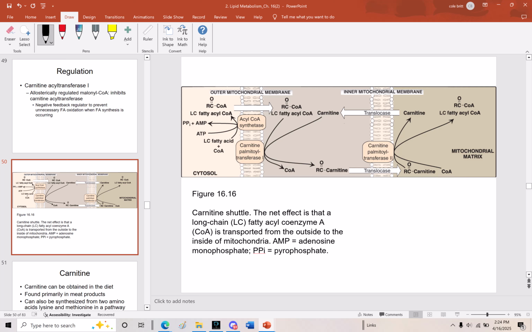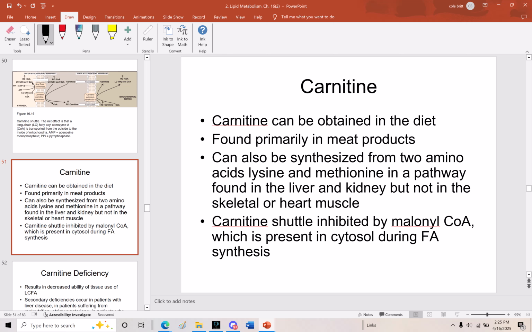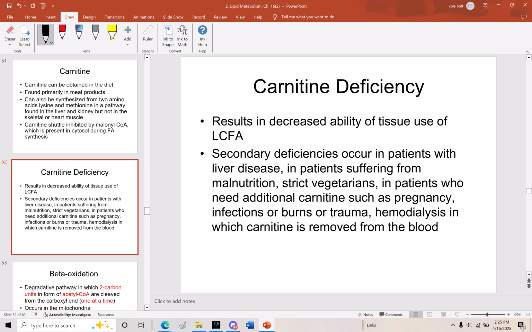So the carnitine shuttle is inhibited, like I just said, by malonyl-CoA, which is present in the cytosol during fatty acid synthesis. And it is true, we can buy supplements for carnitine. If you don't have enough carnitine, you can't break down LCFA. So LCFA just stands for long chain fatty acid.